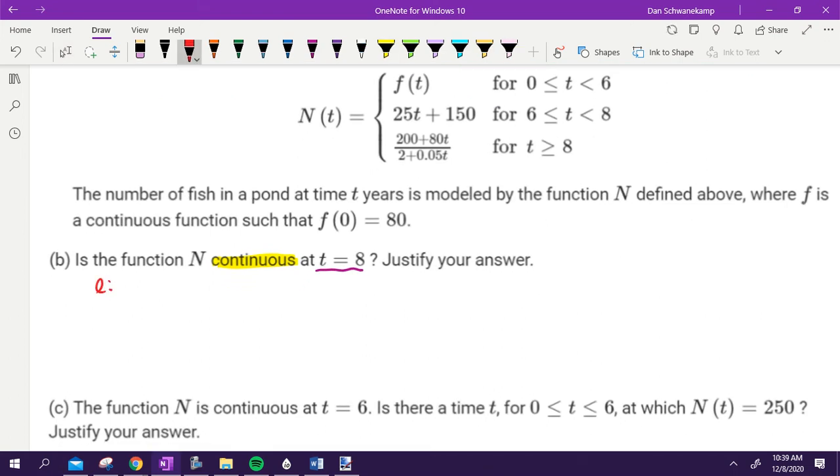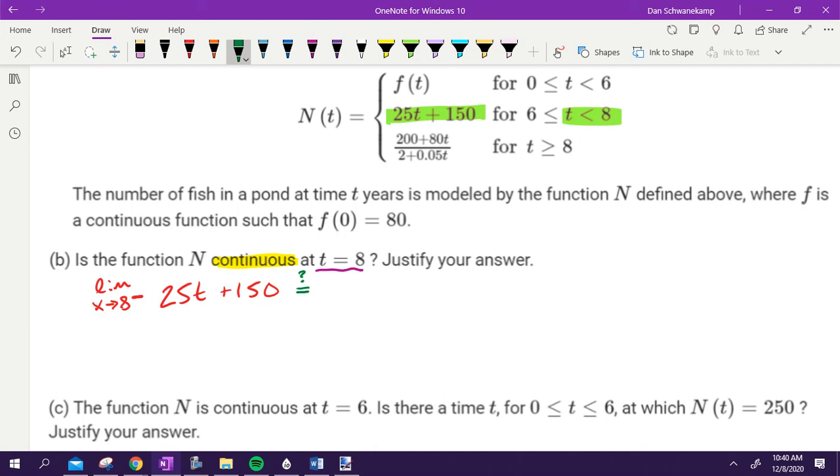Okay, so we're going to find the limit. At what value do I care about this limit? 8. We're going to find the limit as x approaches 8 from the left. Which equation are we going to use if we're doing the limit as x approaches 8 from the left? This guy right here. That's 8 from the left, so that's the equation we're using. So I'm just going to write that down. 25t plus 150. That's the limit from the left. Our job is to decide, is that equal to? So I make up this little symbol of an equal sign with a question mark above it because we're trying to decide. Is that equal to the middle?